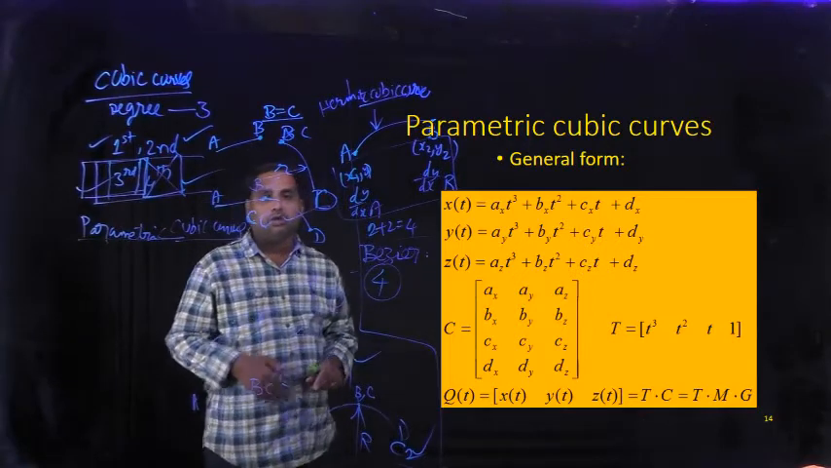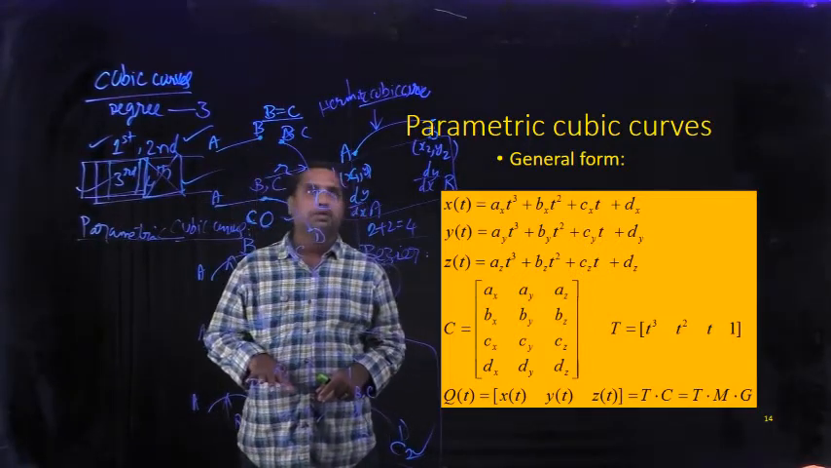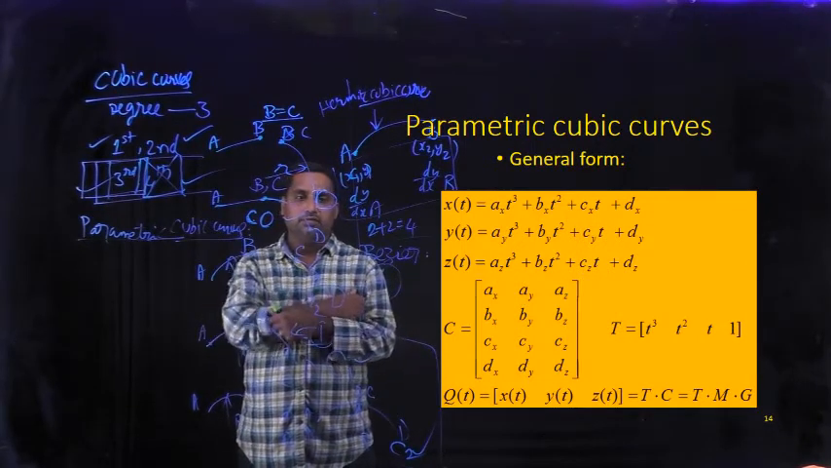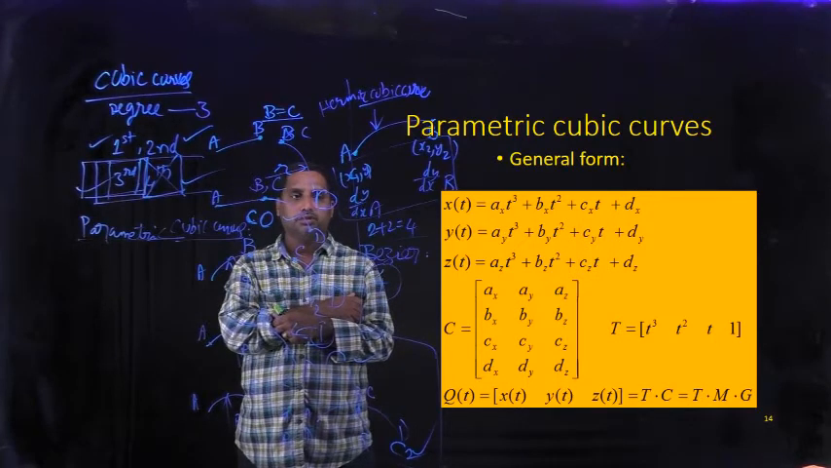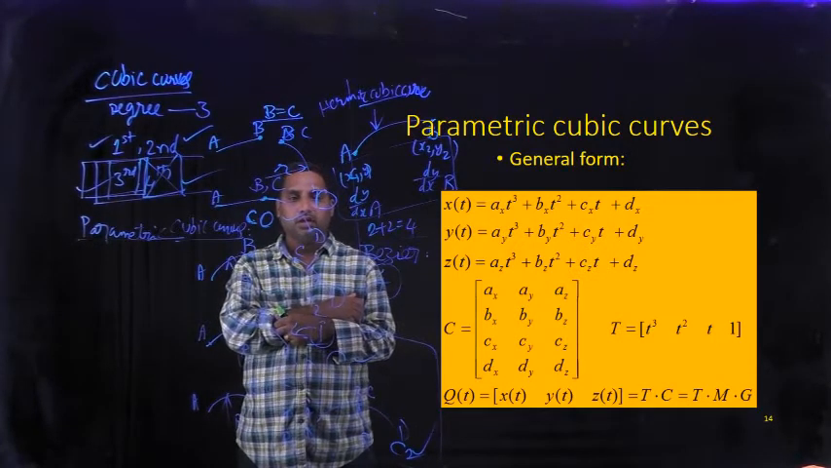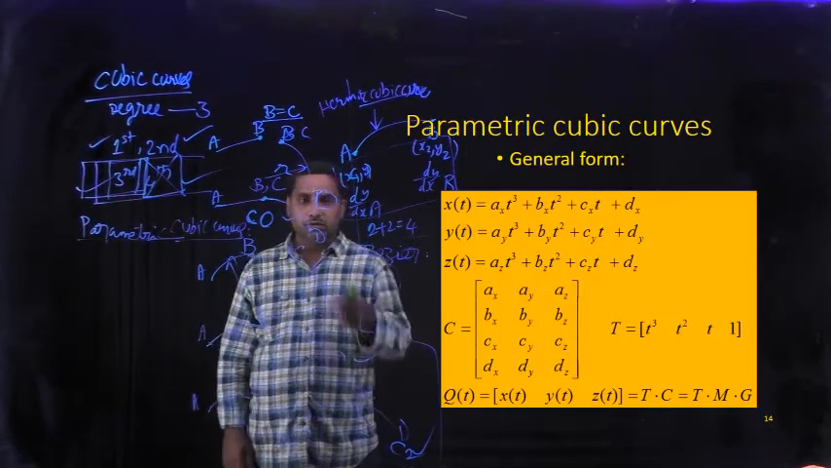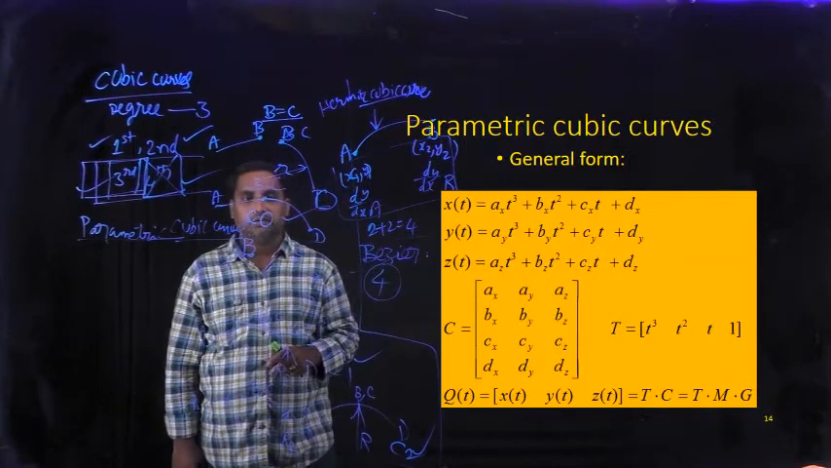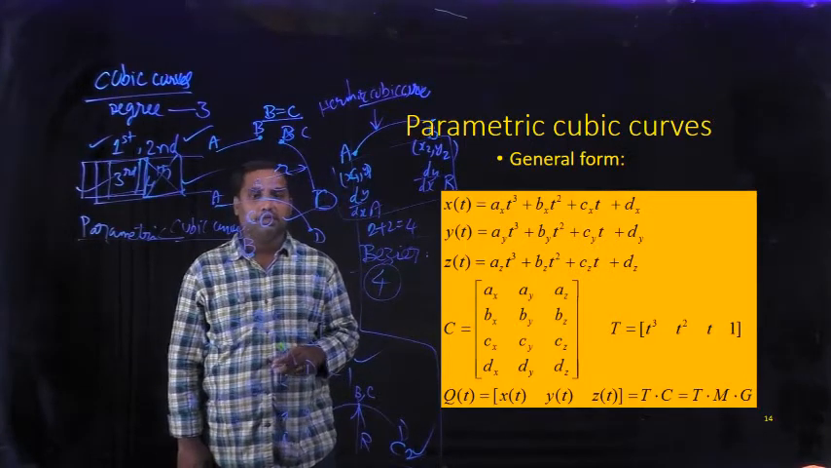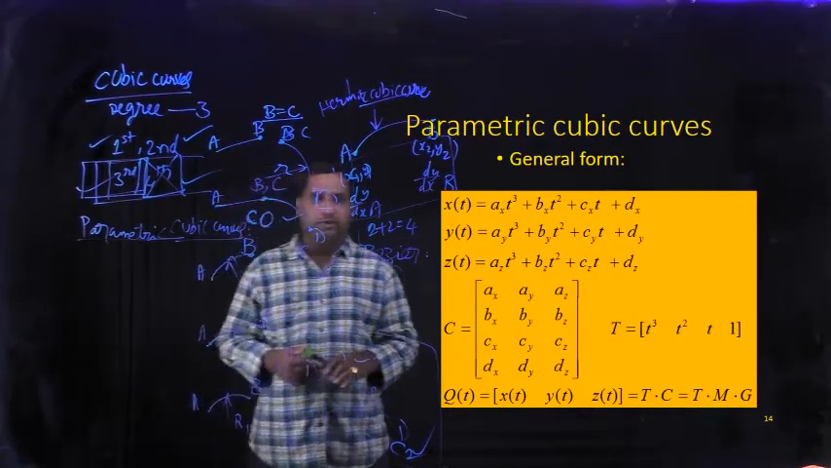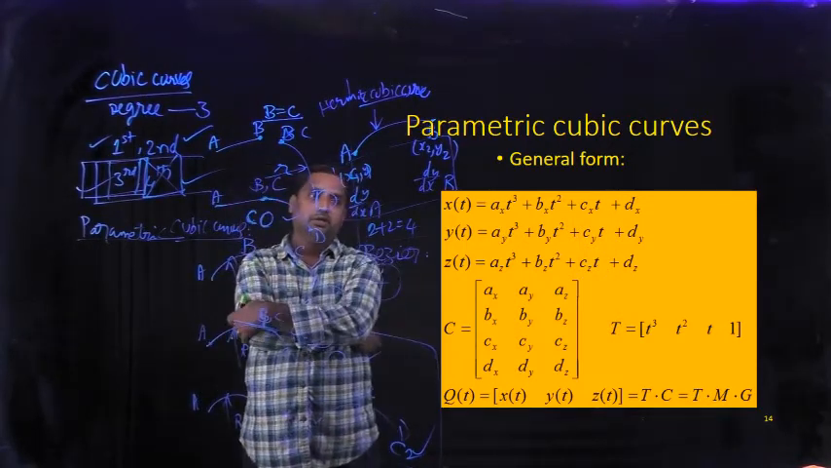Okay, I forgot to tell you, this is about cubic curves, parametric curves. These are parametric curves: Bezier curve, Hermite cubic curve, and also, in the end, what are called splines. These are parametric curves. Okay, so now the parametric cubic curve in general form, that is the analytical form, is there in the slide.